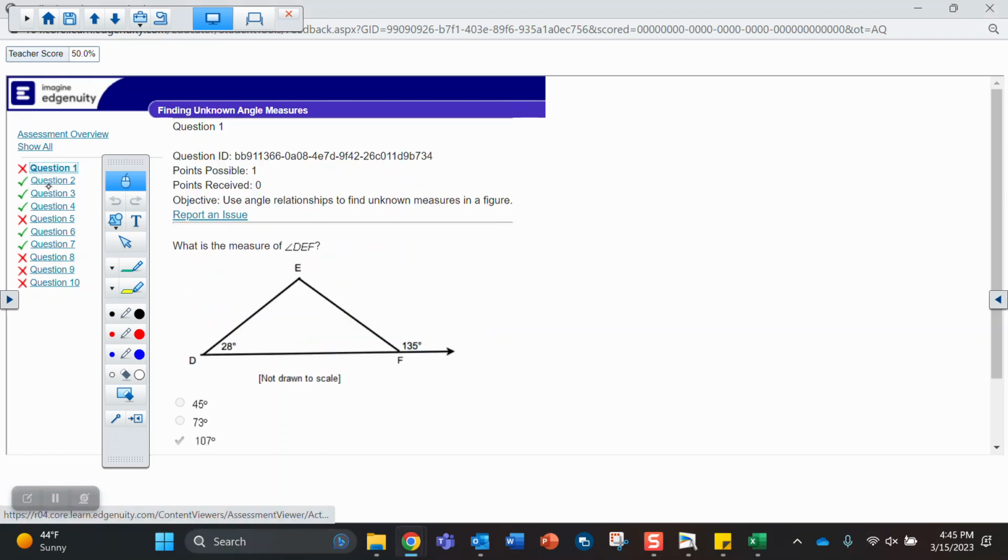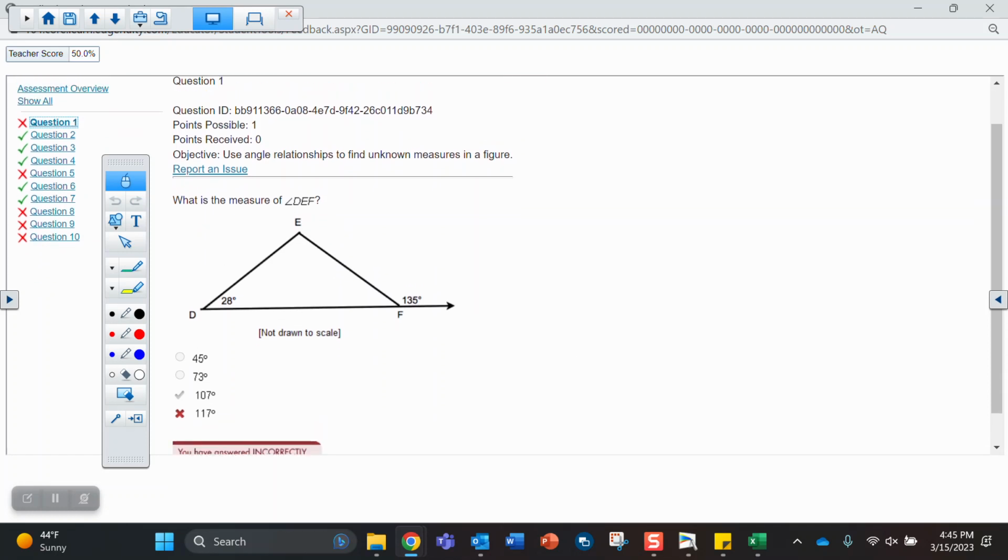Hi Poema, I have your quiz here and I would like to go over the questions that you missed and let you know how to correctly solve them.